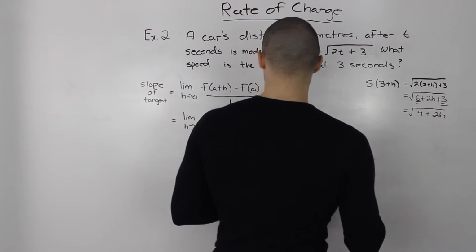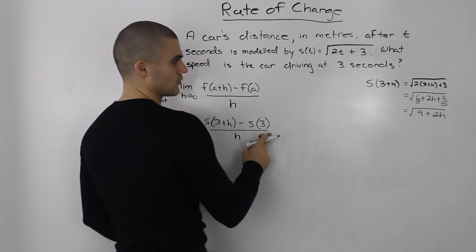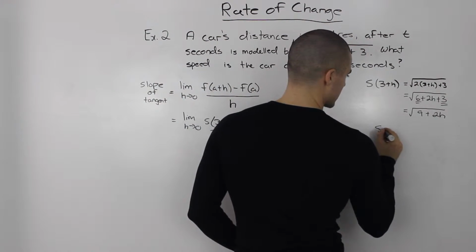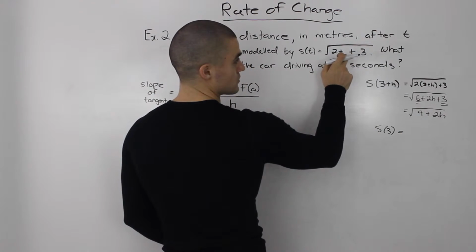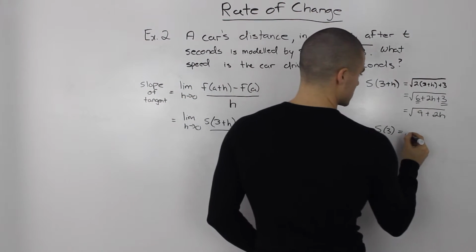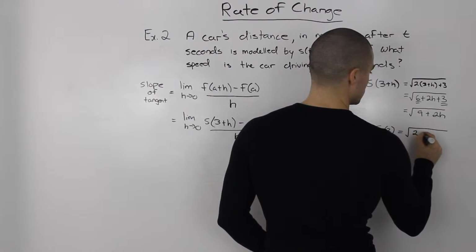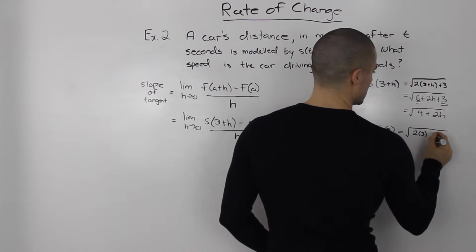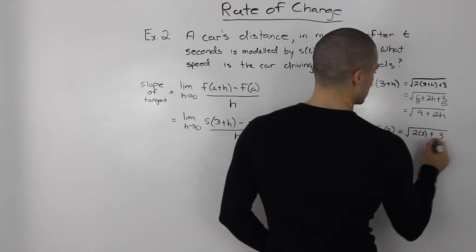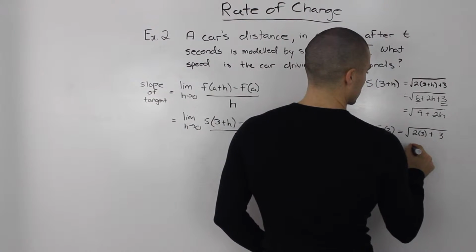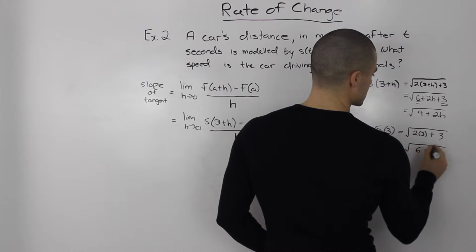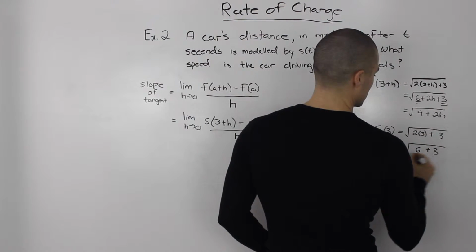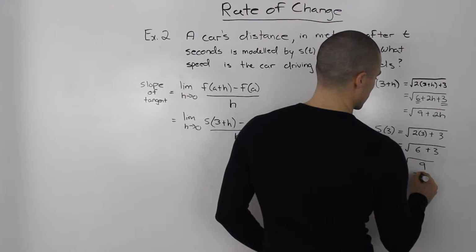Now let's figure out what s of 3 is. So s of 3, again, we just plug in 3 into our equation for t. So we'll have the square root of 2 times 3 plus 3. 2 times 3 is 6 plus 3. 6 plus 3 is 9. So the square root of 9 is 3.